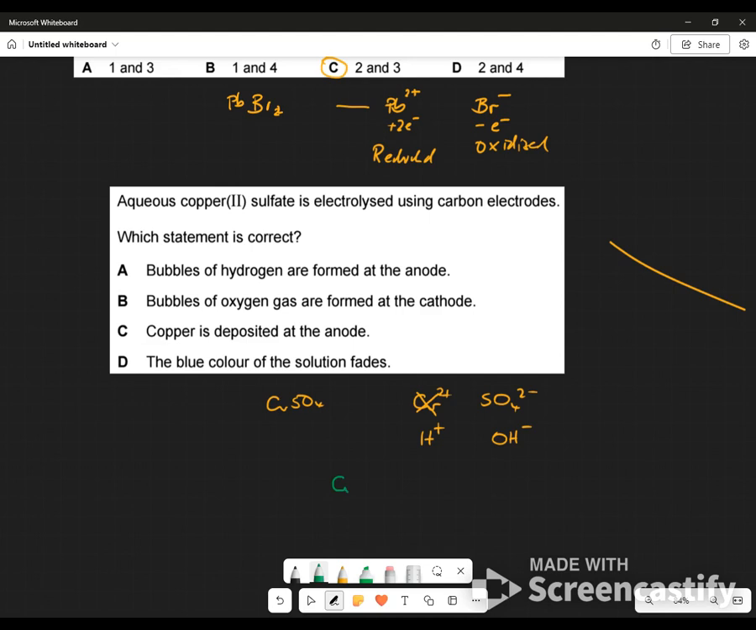And it's going to get discharged like this. Cu2+ plus 2 electrons gives you Cu. Okay, that's going to go there. Now, which is going to get discharged out of these two, the sulfate or the hydroxide? Anyone? My pen seems to have given up.